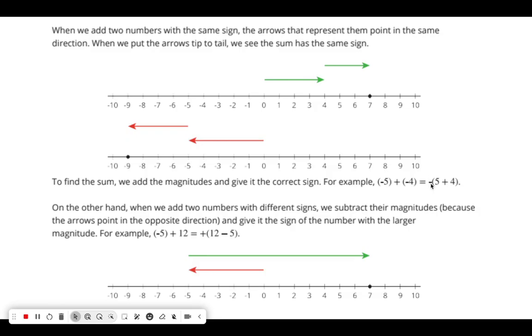But on the other hand, when we add two numbers with different signs, we want to subtract their magnitudes because the arrows are pointing in opposite directions. And then you want to give the sign of the number with the larger magnitude. I say the sign of the bigger number, and we know that it's not the bigger value. I love the way it says here, the larger magnitude, the bigger absolute value. So for example, -5 plus 12 is 12 minus 5. Well, 12 minus 5 is 7, and the bigger magnitude is 12, so it'd be positive.